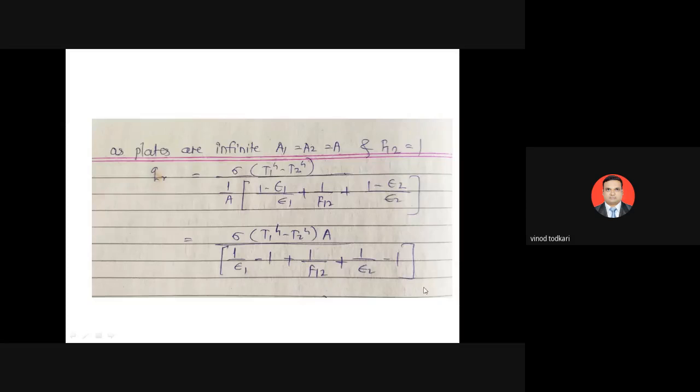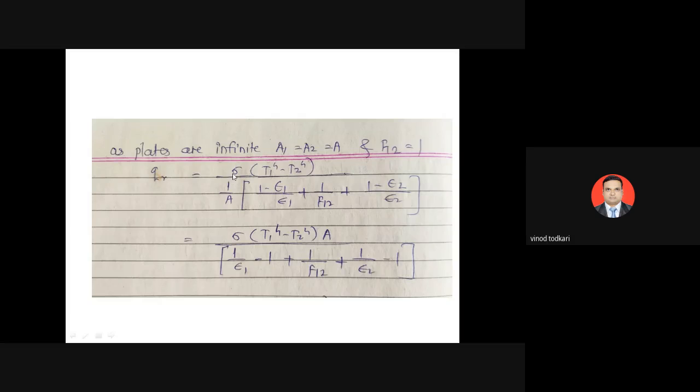Now, as the plates are infinite, their areas will be the same. A1 and A2 will be equal to A. Also, as the plates are infinite, the view factor of 1 with respect to 2 will be 1. All energy emitted by 1 will be directed towards 2. So the view factor will be 1.